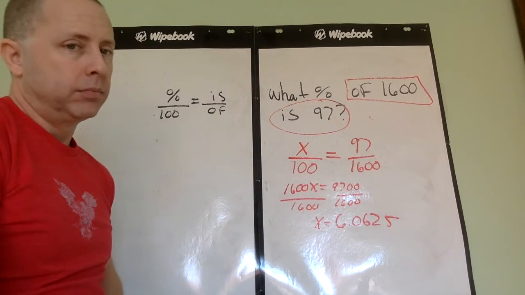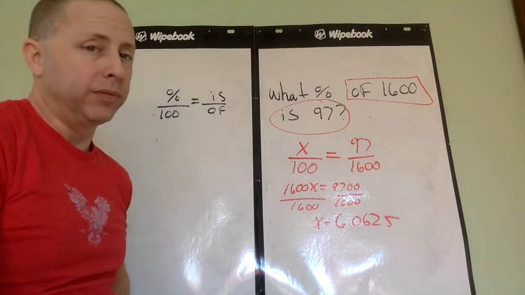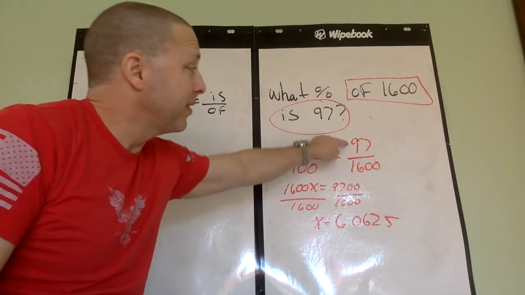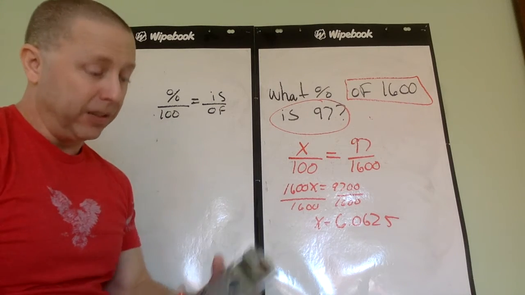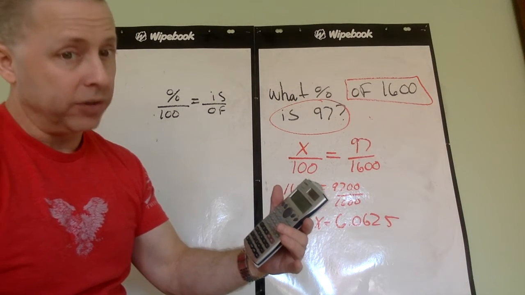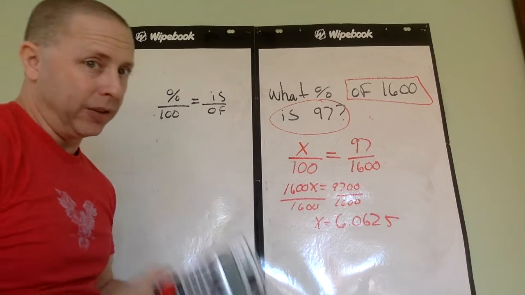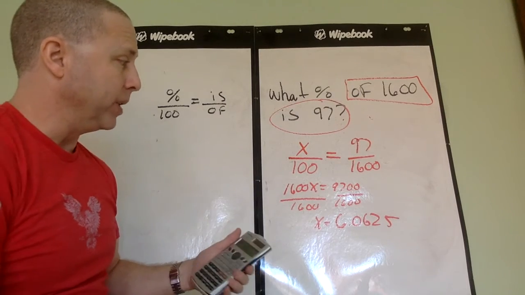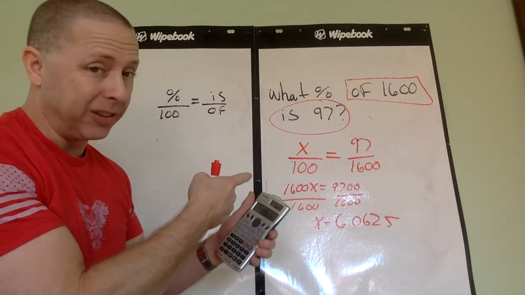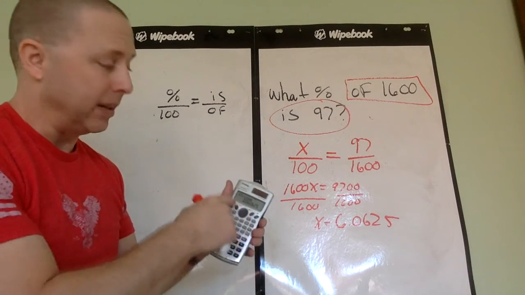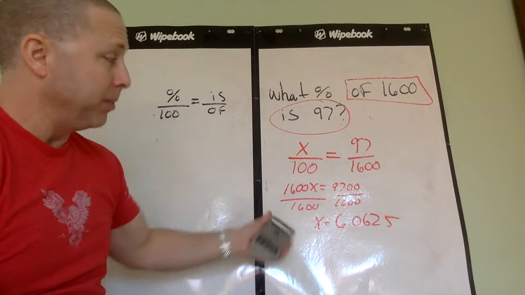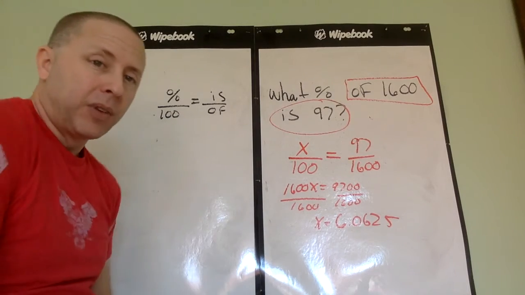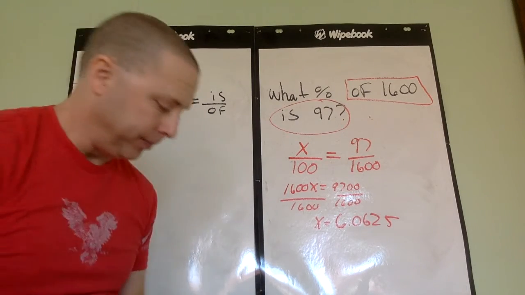But on this one, if I didn't want to do the whole cross products and stuff, I could do it differently. I can just divide 97 by 1600 on this one. And then it's going to give me 0.060625, which is not the answer we need. So we need to move the decimal to the right twice. That's a decimal, so I need to convert it to a percent, moving it to the right twice. And that would give me 6.0625. So you get the same answer, a little bit different.